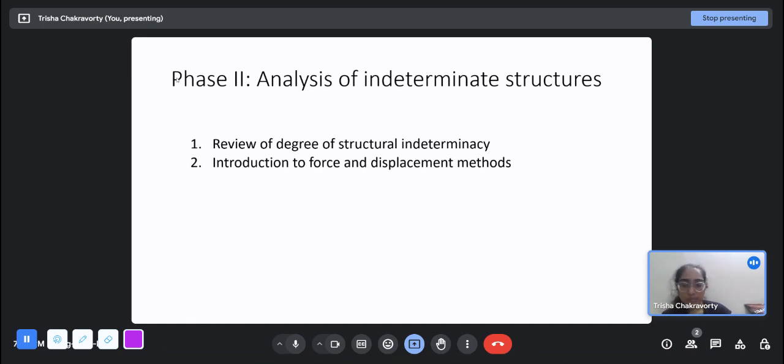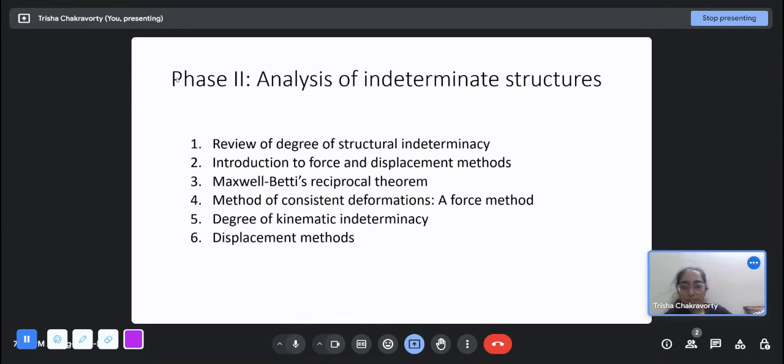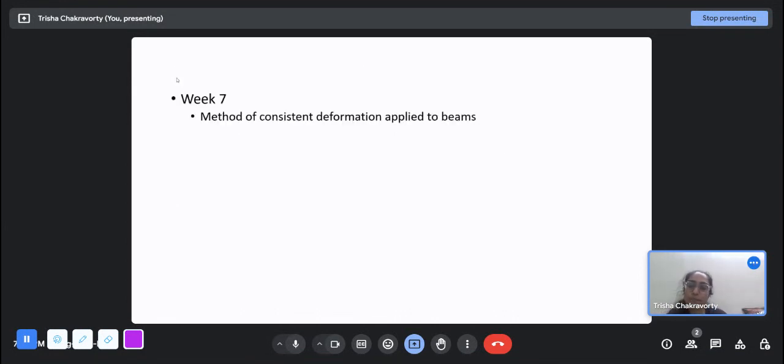We introduced force and displacement methods, Maxwell-Betty's reciprocal theorem, and method of consistent deformation, that is a force method. In the previous three lectures, in week 7, 8, 9, we looked at force method applied to the three kinds of elements, that is beam, frames, and truss. And now we are going to look at the displacement method. So we will start with reviewing what the degree of kinematic indeterminacy is and displacement methods. In particular, today we will look at the slope displacement method.